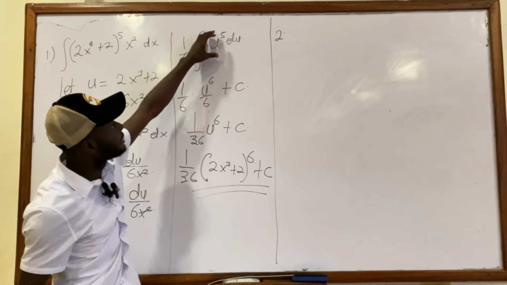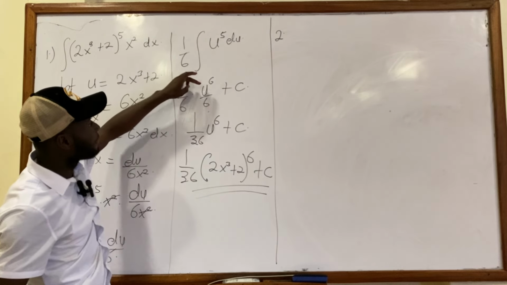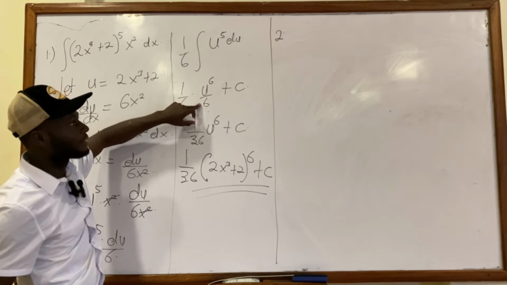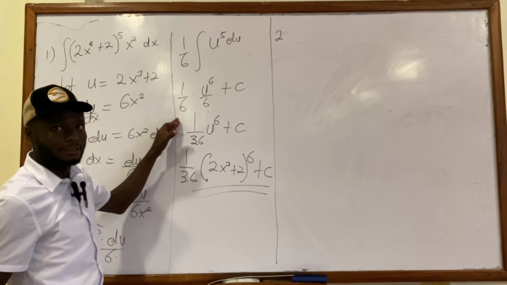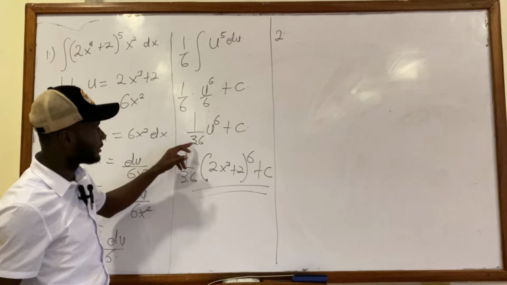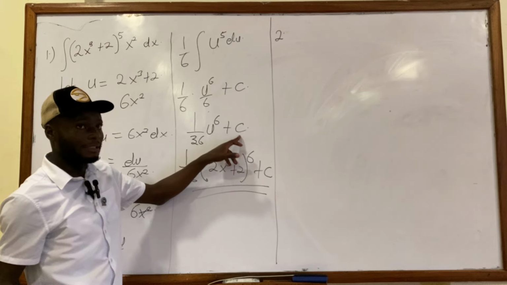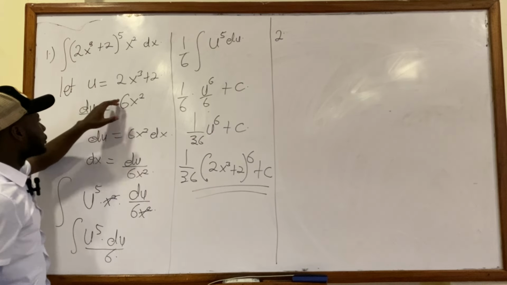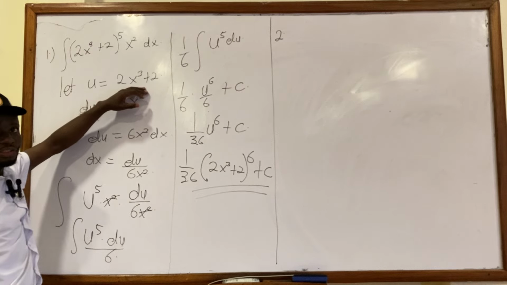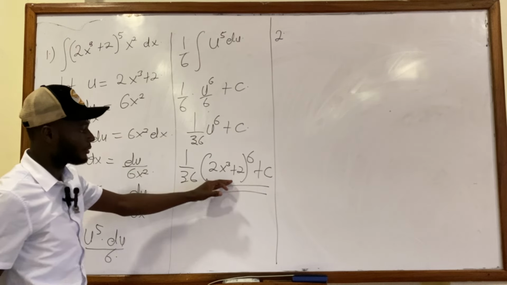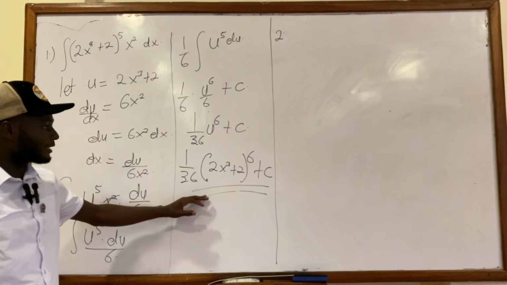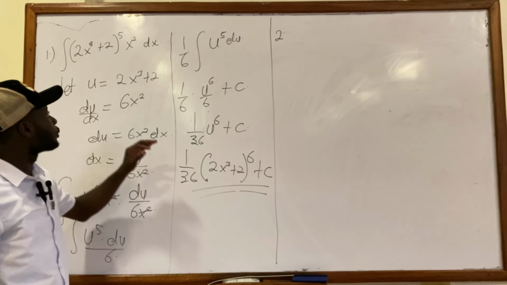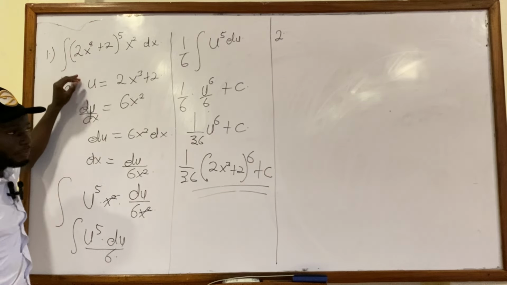When you integrate u power 5, then you have u power 6 over 6. Then you multiply the scalars, so we have 1 over 36 u power 6 plus c. But earlier on, we said u should be equal to this function, so that is what we substituted to have this particular solution. So this is our final evaluation of this integral.